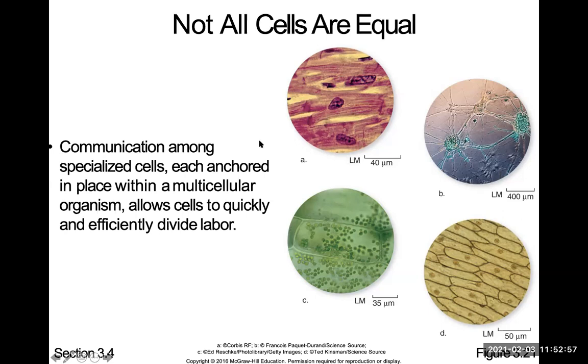So communication is important, and we talked about gap junctions and tight junctions, and something that holds them in place is anchoring junctions. So all those are basically helping with the labor for the cells, and allow them to efficiently do the work.